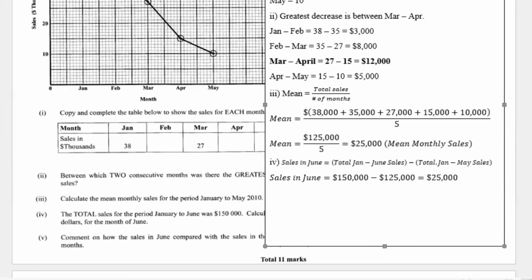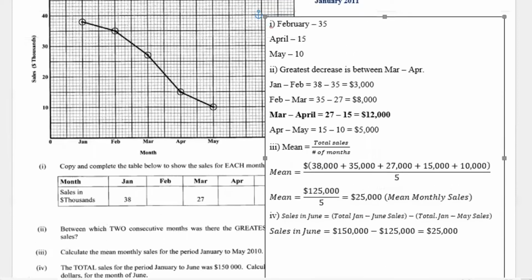So the sales in June is 25,000, which, let's see if we put it on our graph, June would have been right here, and 25,000 would be right here. So that means our line would have now gone up like this. So it says comment on the sales in June with the previous month. So first thing I realized from the jump, let's see how many marks it is. I think it's about 2 marks.